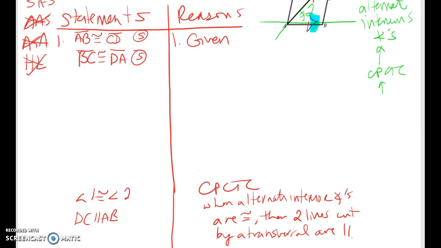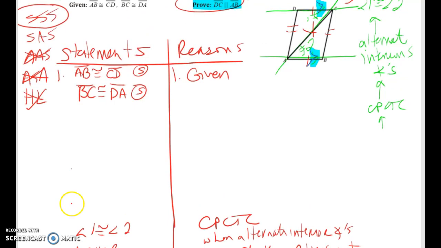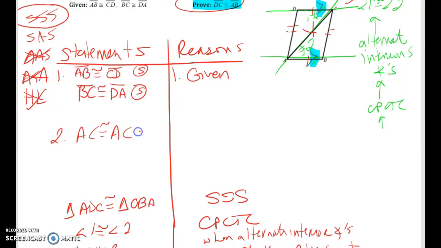And I know that in order to use CPCTC, I'm going to have to prove two triangles congruent. So we're going to have to show that triangle ADC is congruent to triangle CBA. And we've chosen our method already by side, side, side. So notice I have the bottom of my proof done. I'm just trying to figure out where I get that third side from, which we've already identified in our picture is that AC is congruent to itself.